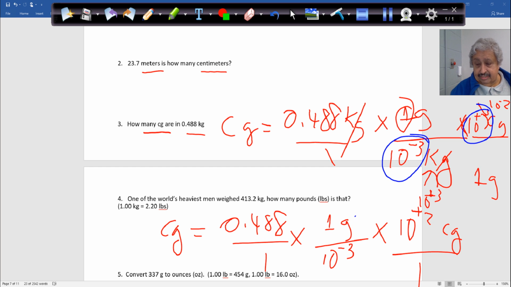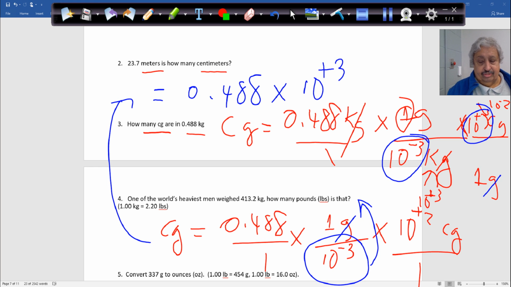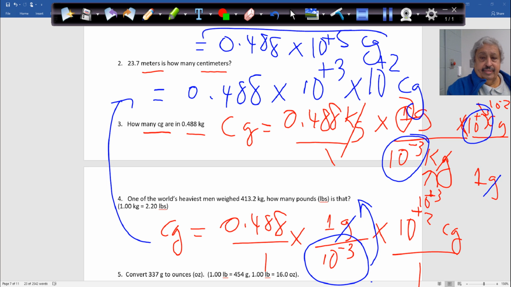So now this gram cancels out with the gram here. Centigram is left. Then I take this one up. I have to change the exponent because it's underneath. So the whole thing will be 0.488 multiplied by 10 plus 3, because I took it from the bottom up, plus 2 CG. So this is 0.488 10 power plus 5 CG. That's the answer here.